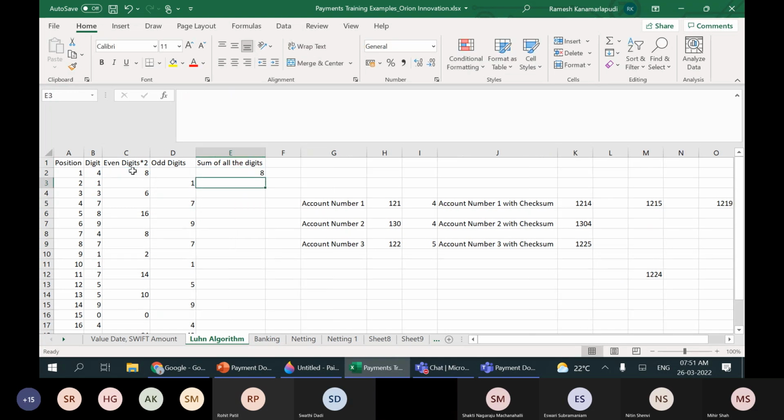So 8 is a single number, so we don't need to add it. Here also this is a single number, so we don't need to add it. And here if you see 16, we add these 2 digits, so it would become 7. Then this is a single number, so we don't need to add anything. If it has 2 digits, what we are doing is the sum of all these things.